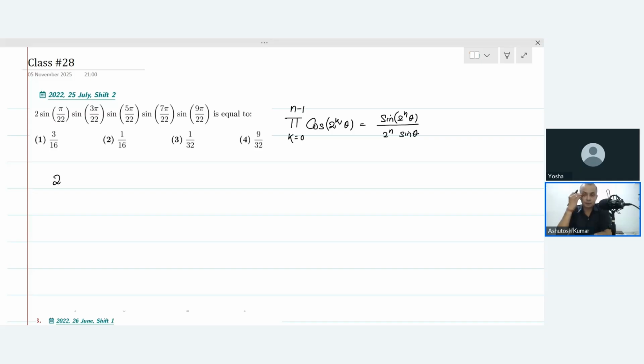Pi by 22, how do we write it in terms of cos? I need 11 on the top, because the sum of the two angles should be pi by 2, then only we can write cos, because cos of pi by 2 minus theta is sine theta. So to pi by 22, what do I add to get pi by 2? I need to add 10 pi by 22, correct? So I can write it as cos of 10 pi by 22.